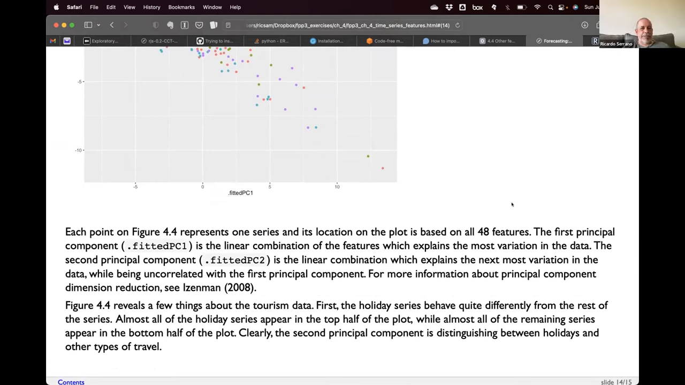I can stop it here because this is more the principal component analysis applied to time series. So we can talk about this and also talk a little bit about the exercises in the next meeting. Okay? It sounds good to me.